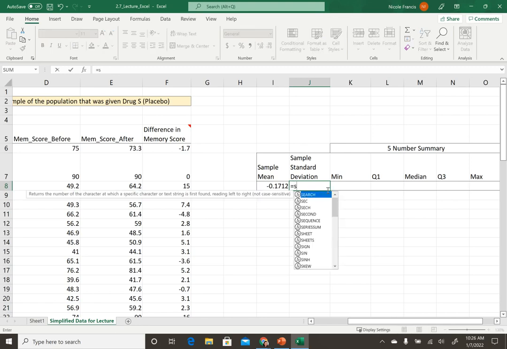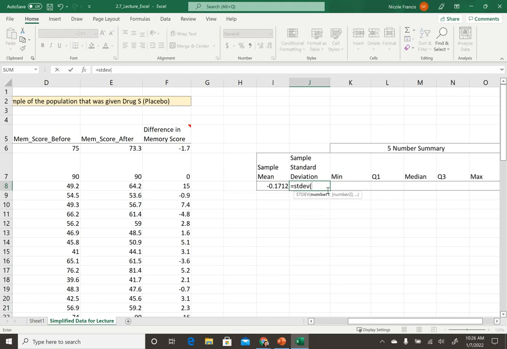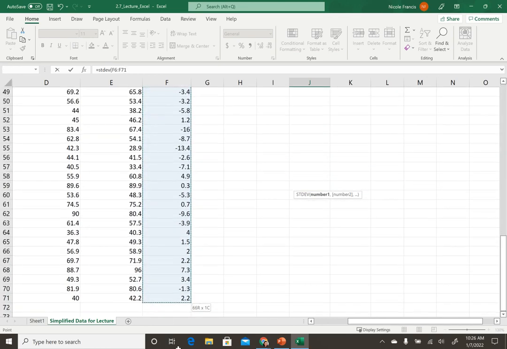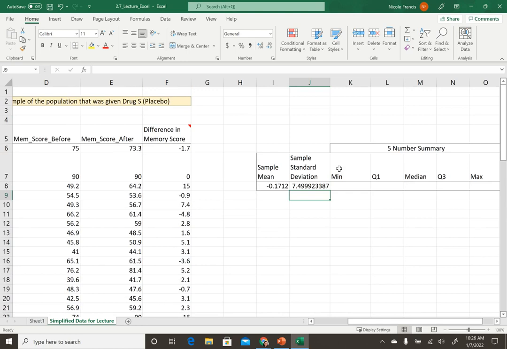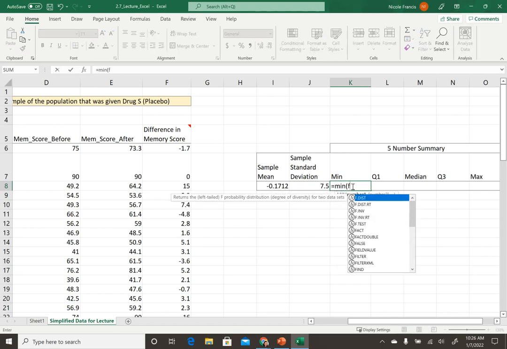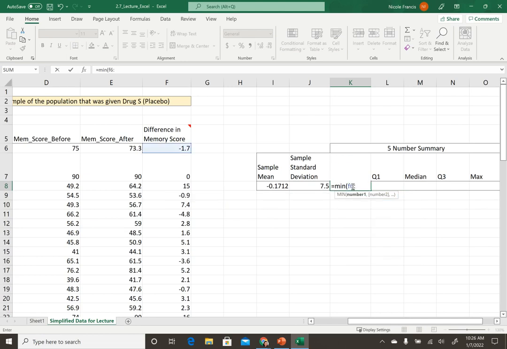That's equal to STDEV, left parenthesis. And it was here to here, F6 to F71. I might start typing that in because this is getting kind of tiresome. And the standard deviation, I'm actually going to decrease the number of decimals on that one too, is 7.5. All right, how do we find the minimum? Equals min, and it was F6 to F71. The minimum value was negative 40.4, biggest memory difference, I guess.